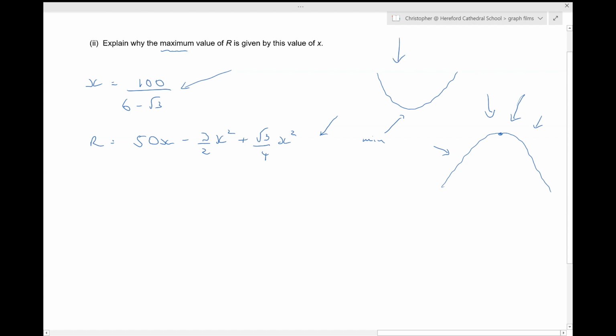So to answer the question, you need to explain that in our function r, we have a negative coefficient on the x squared. Therefore, we are dealing with a curve which is shaped like this, and therefore the stationary point is a maximum, and that is how to approach that question.